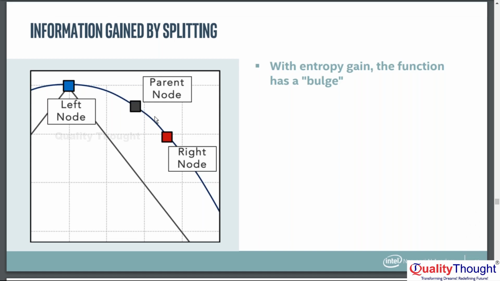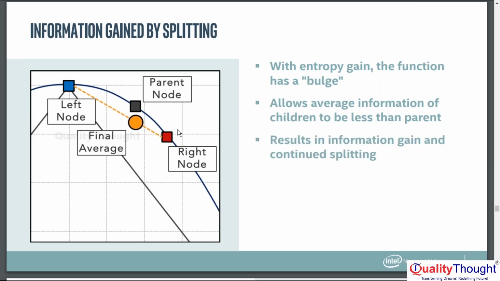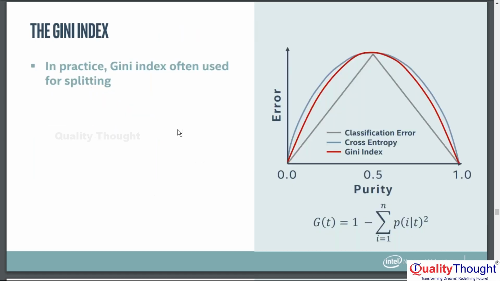So, we will call something a bulge. The function has something called a bulge. Here, this will allow one more line which is directly related to that part, which allows the average information of the children to be less than the parent. Hence, you are going to get some results in this information gain, and you will continue splitting the data exactly.